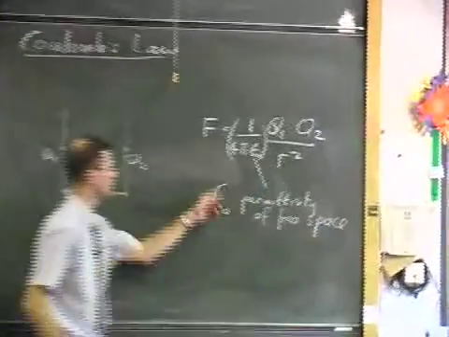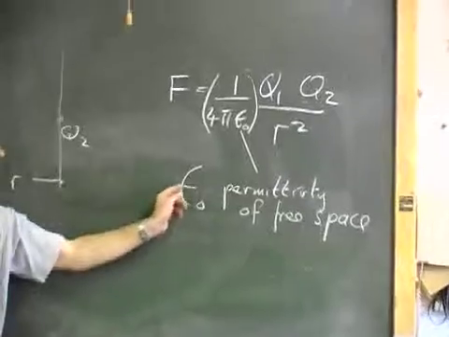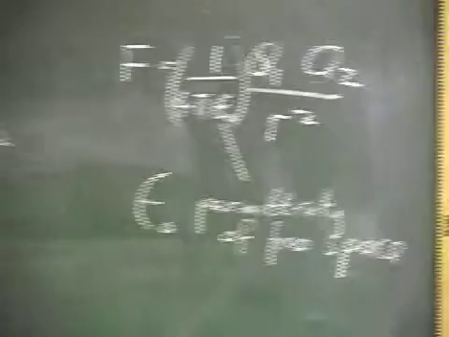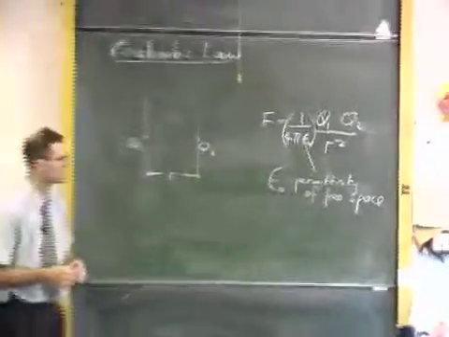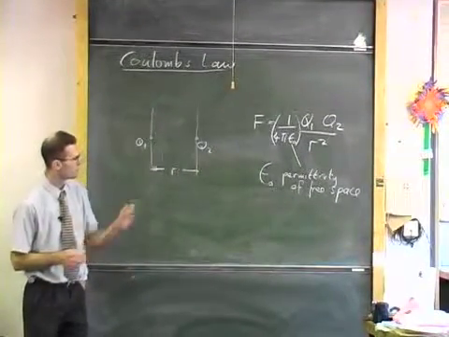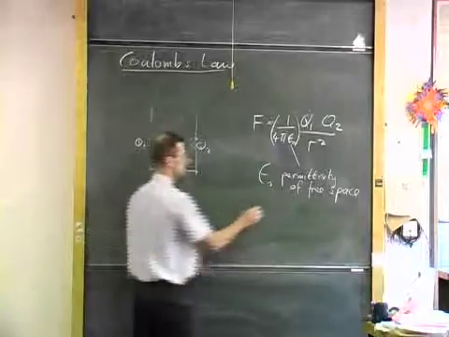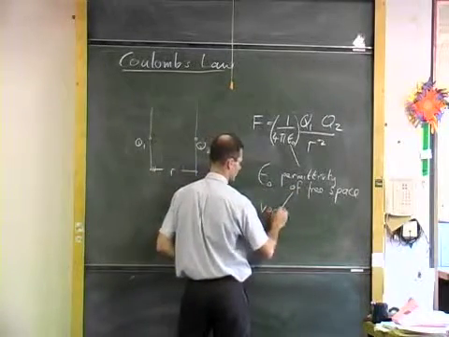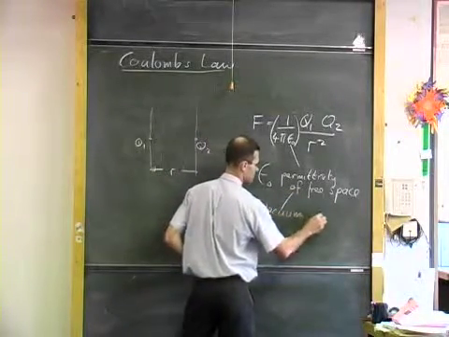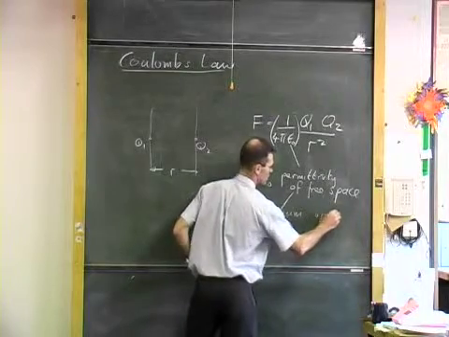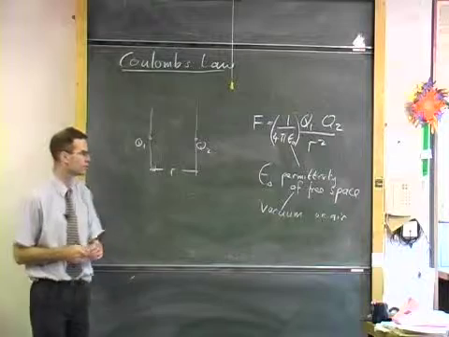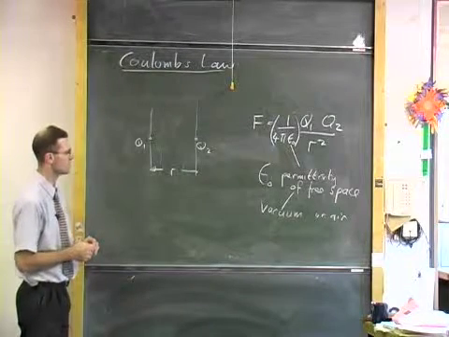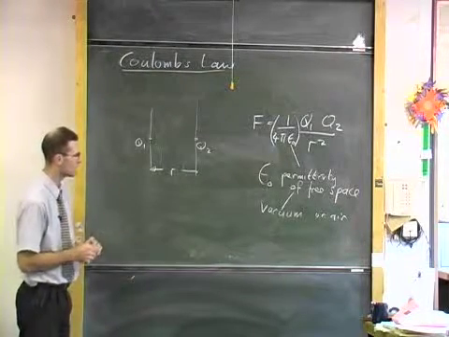So epsilon naught, this Greek letter epsilon 0, is the permittivity of free space. You can have permittivities for different materials, different dielectrics like plastics and other insulators, but for free space, that refers either to a vacuum or to air. The two are very similar. It's a bit like refractive index of vacuum or air. So we can use permittivity of free space as being the constant here.